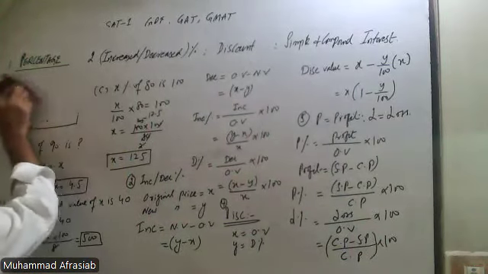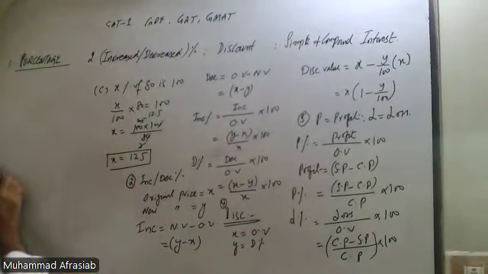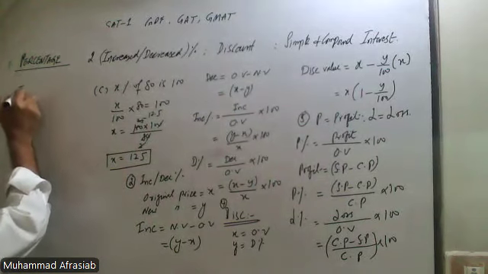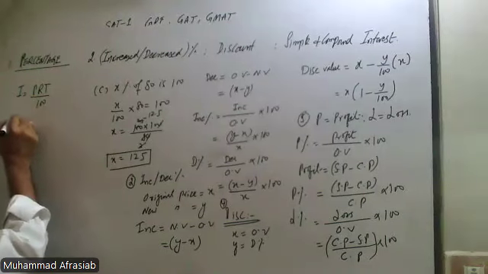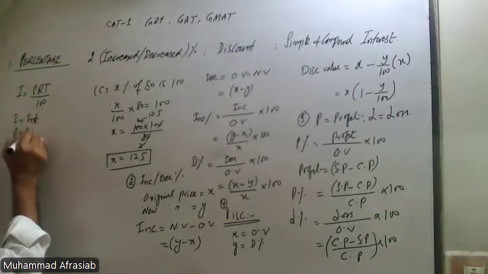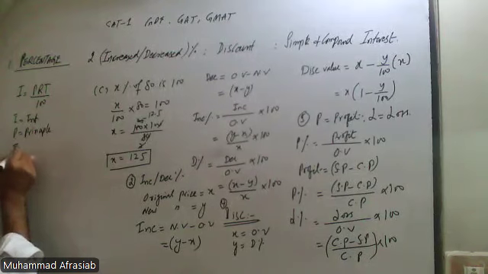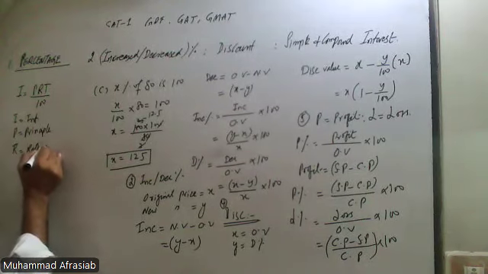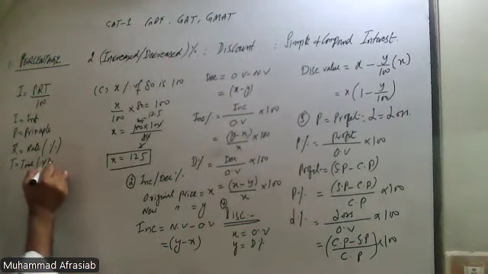Then they are asking about simple interest. Let I represent the interest. It is PRT over 100, where I is the interest value for simple interest, P is the principal amount which you deposit initially, R is the rate of increase or decrease in percentage, and T is the time, which is either in years, days, or months.